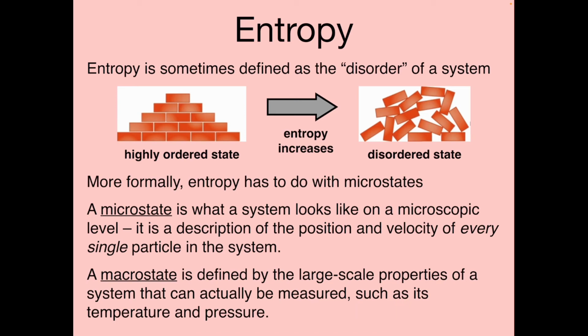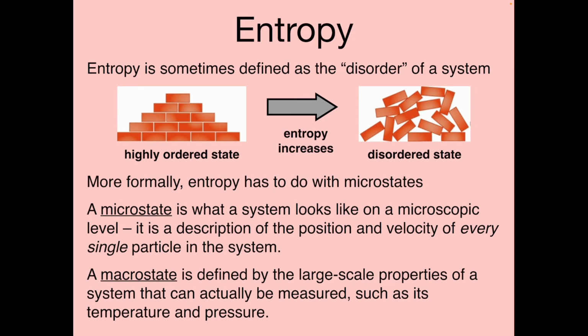So if we want to be a little bit more formal about what entropy means, we have to think about microstates. So a microstate is what a system looks like on a microscopic level. So it's a description of the position and the velocity of every single particle in that system. So the microstate of a system is never something that we actually know exactly. If you think about it, let's say I have a glass of water. That glass of water contains something like 10 to the 24 water molecules. So there's just no way I'm going to be able to keep track of the position and the velocity of every single one of those molecules.